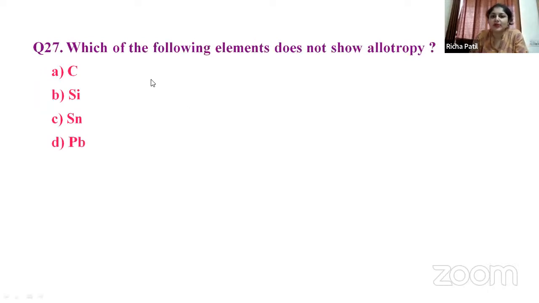Which of the following elements does not show allotropy? Which element does not show allotropy? Yes. Which is the element which does not show allotropy? Carbon, silicon, tin, or Pb?